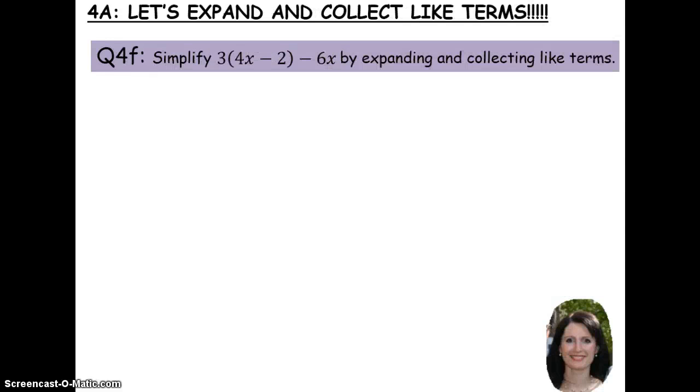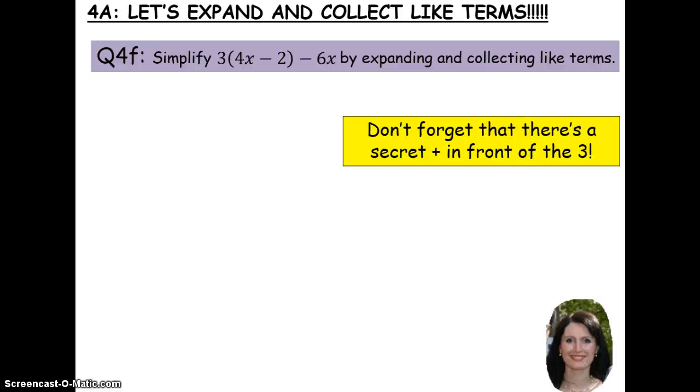Let's try this one here. 3, open brackets, 4x minus 2, close brackets, minus 6x. Again, don't forget the secret positive in front of the 3. Let's multiply positive 3 times positive 4x, positive 3 times negative 2. And then we just put the minus 6x on the end. We don't multiply the minus 6x by 3 because it is not within the brackets.